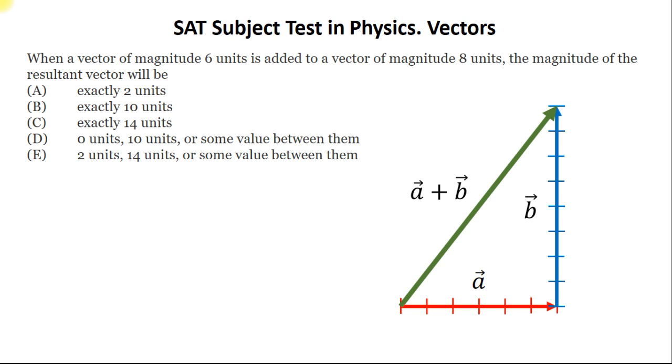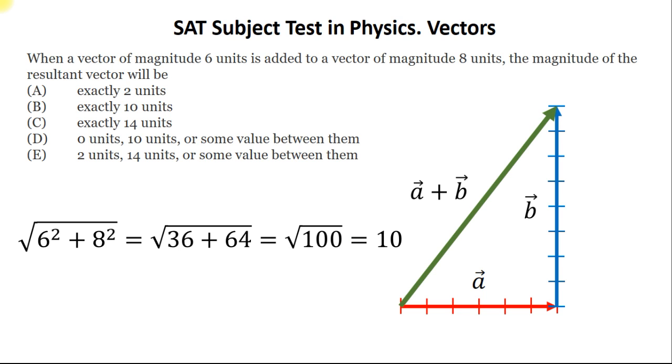The magnitude of the vector sum, so-called the resultant vector, can be obtained using the Pythagorean theorem. This is the right triangle, so we can use the Pythagorean theorem in this case. So the magnitude of the resultant vector is the square root of 100, that equals 10.